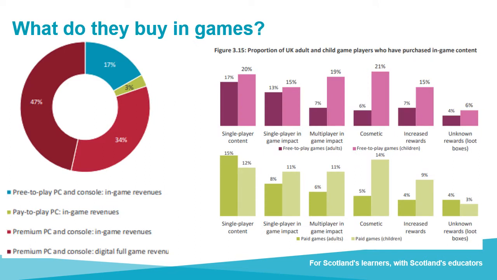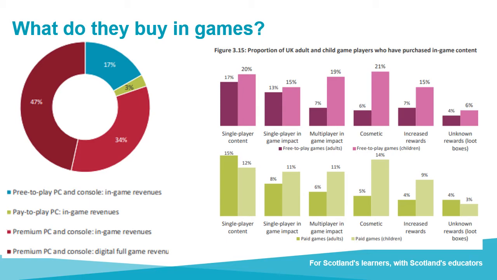So when we look at children and young people, they spend a massive amount of money on games. It's around about £3 billion a year in the UK, which dwarfs video and music, which are about 2 and 1 billion respectively. I've got those figures on the next slide. But when we're looking at what they spend on games, you can see here on the left hand side with the donut the different types of games that they buy.